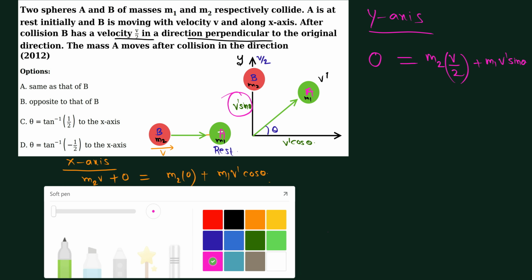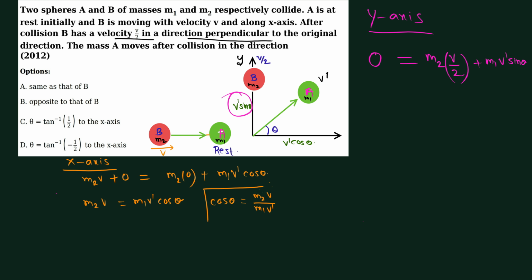From this you get the sin theta value. So this m2v by 2, you take it this side, it will become minus m2v by 2 is equal to m1 v dash sin theta. Okay, so you make sin theta separate. So sin theta equal to minus m2v by 2, and when you take m1 v dash this side, it comes to the denominator, that is 2 m1 v dash. This is expression 1, this is expression 2.